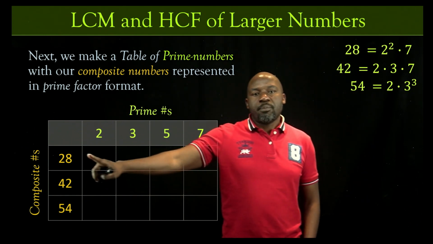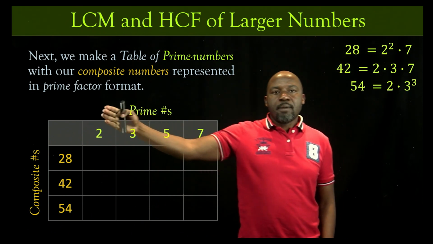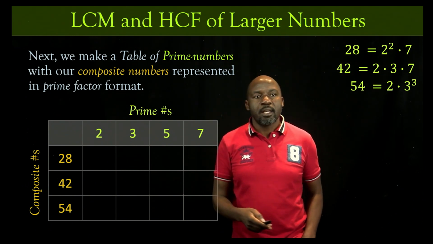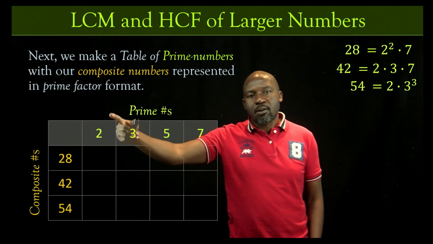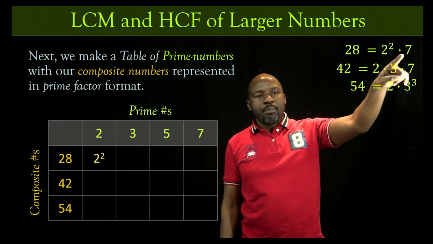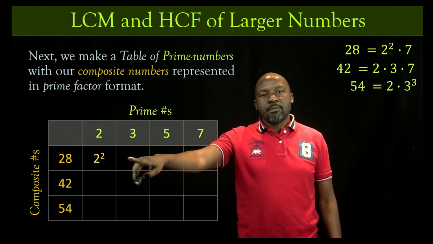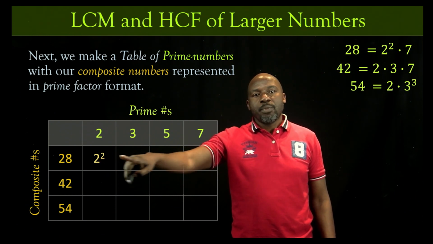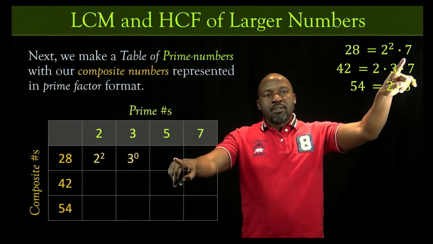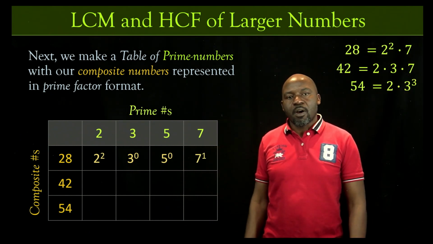Now what we do next is we represent. So 28, the prime number 2 is appearing, but how many times? It's appearing twice, so it's appearing as a square. So we put 2 squared under the column of prime number 2. There is no 3 appearing for 28, so we can put 3 power 0 because 3 appears 0 times. 2 appears twice, it's 2 times 2, 3 appears 0 times, so we can put 3 power 0. 5 does not appear there, so we can put 5 power 0. And 7 appears 1, so we can put 7 to the power of 1.